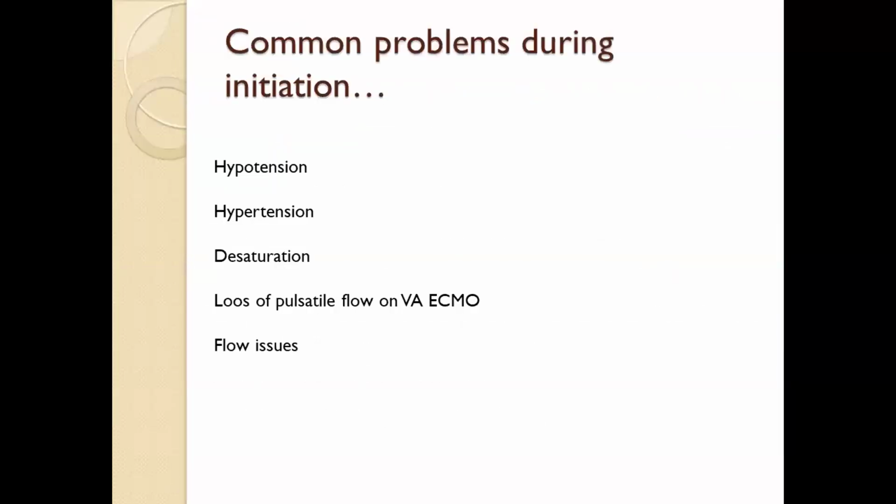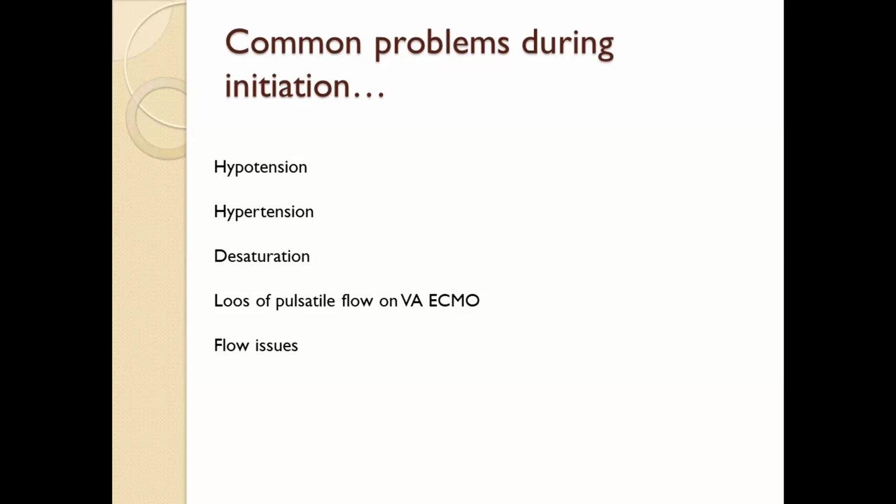Common problems that are seen during initiation are hypotension, hypertension, desaturations. These are common things that can occur. Usually hypotension, when it happens, it's usually flow related. It may be because of the cannula positions, or it could be because the patient is hypovolemic. So you may have to give a volume bolus, isotonic fluid bolus in the form of crystalloids or colloids, depending on the situation, which might help recover blood pressures in these patients. We may have to initiate or increase the vasoactive medications in certain situations.